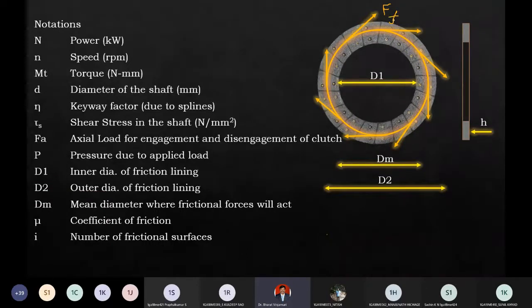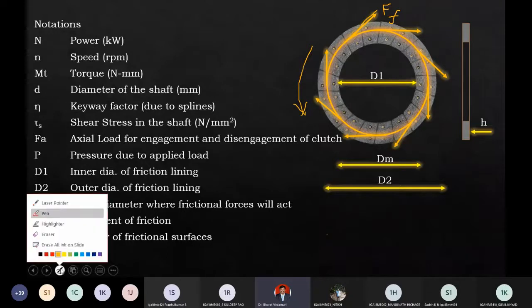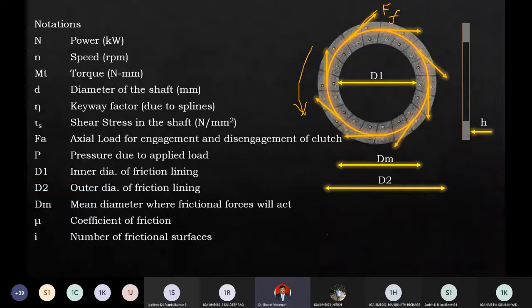This FF is called the frictional force. Let's say, for example, it is rotating in this direction. The frictional force will always be normal to the applied load, meaning perpendicular to the frictional plate. Try to see this: the frictional force always acts in a direction tangential to this diameter. So this is the frictional force. Can you see this?